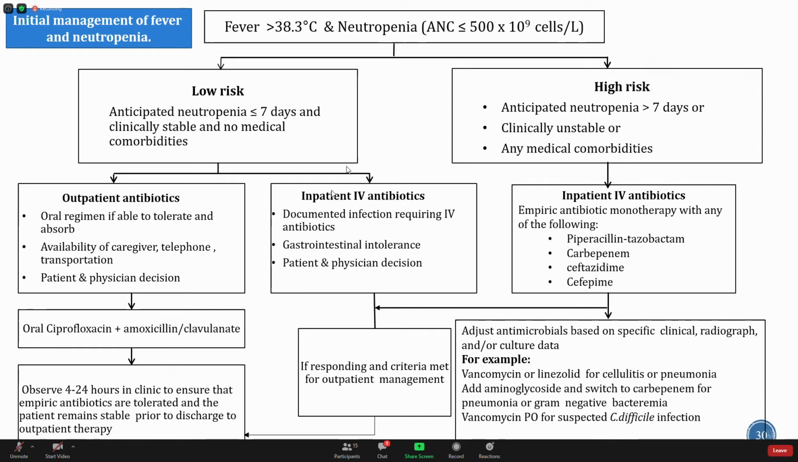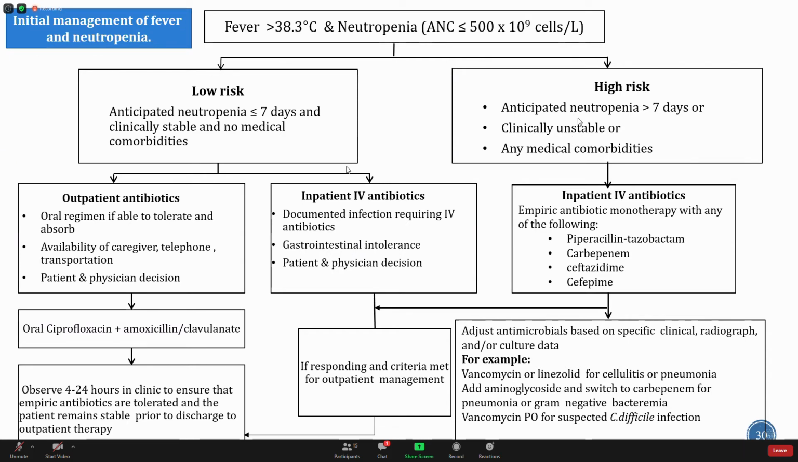You also have the option of using IV antibiotics, as we do not have good home healthcare resources. For example, if a patient goes home, we're not sure whether the patient is going to come back. So most of the time, because of cultural issues, we admit the patient for IV antibiotics. If they have a documented infection, they definitely need IV antibiotics. Some patients who have nausea and vomiting along with febrile neutropenia are still low risk, but they cannot take oral antibiotics, so they need to be admitted to receive IV antibiotics.